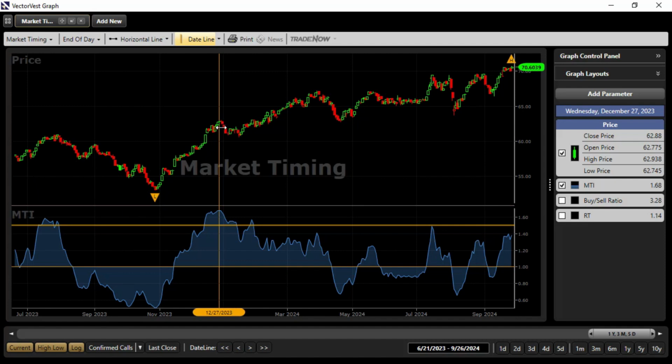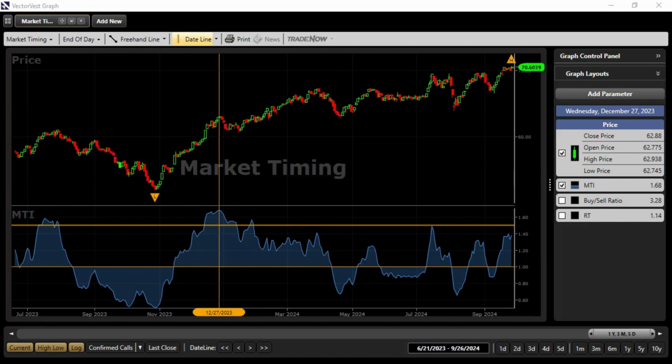On this pullback that was less dramatic, as soon as the price trend started to rise again and the MTI stopped falling, then we're above 1 with a rising MTI, it's okay to buy back into that market.